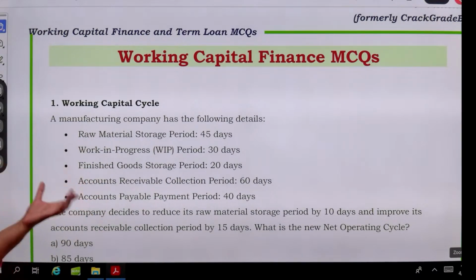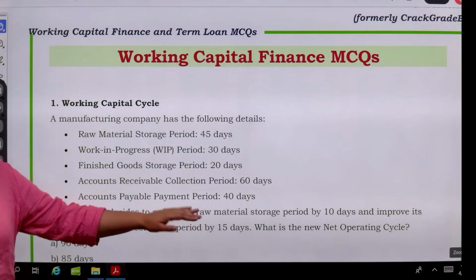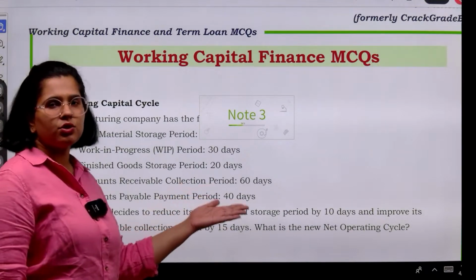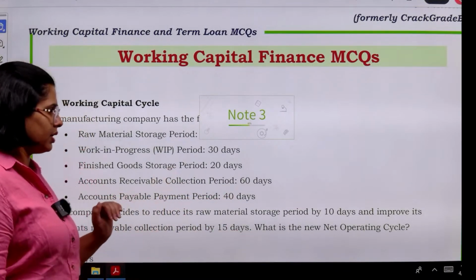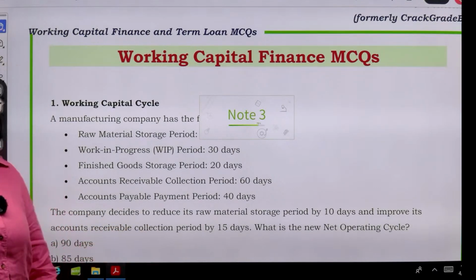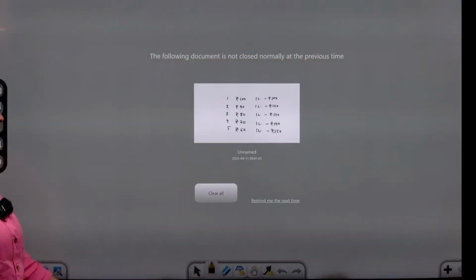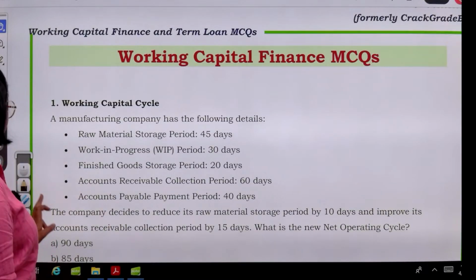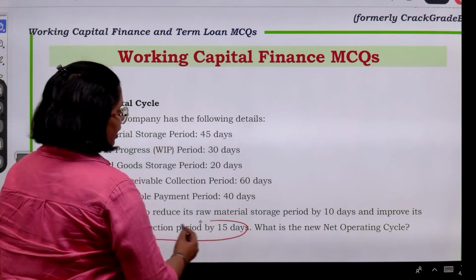There is additional information that they have given you, that the company decides to reduce its raw material storage by 10 days, and improve its accounts receivable collection period. Look, what do we mean by improve over here? It again means that there will be a reduction, right? There will be a reduction.